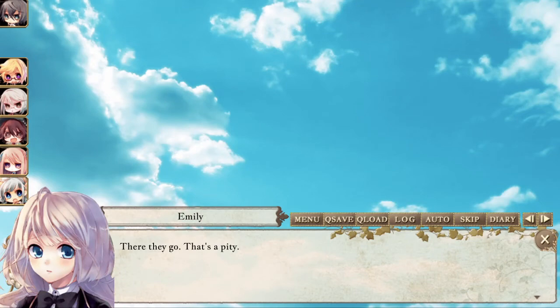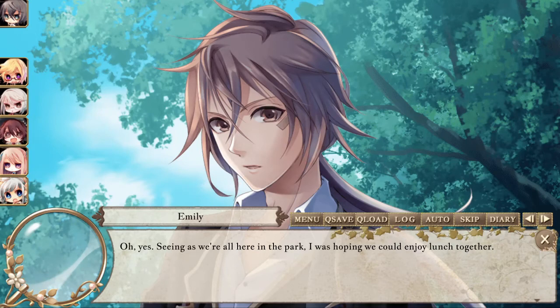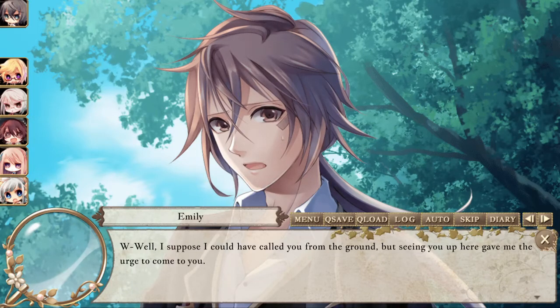There they go. That's a pity. A bit unfortunate, yes. By the way, did you need something? I don't think you're here to play with birds. Oh yes. Seeing as we're all here in the park, I was hoping we could enjoy lunch together. You climbed all the way up here to invite me to lunch?